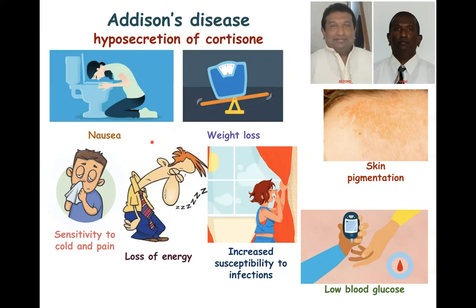In Addison's disease, you have these symptoms. There is nausea, you have a vomiting sensation, there is weight loss. You become sensitive to cold and pain, there is loss of energy, increased susceptibility to infections, there's a low blood glucose level, and there's a change in skin pigmentation. So all of these are the symptoms produced in the hyposecretion of cortisol.